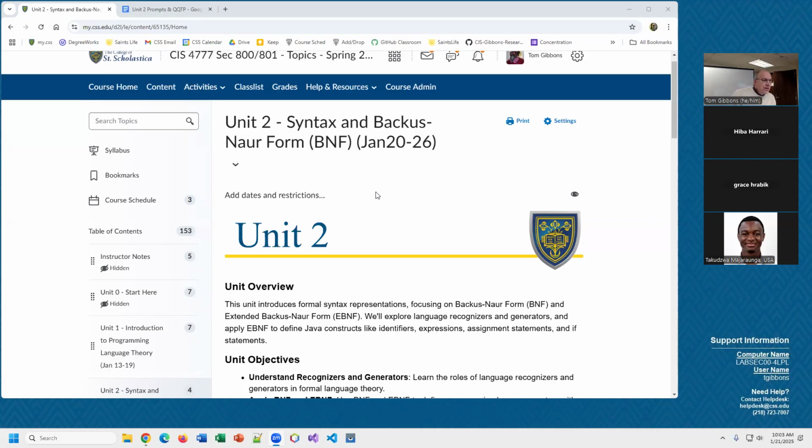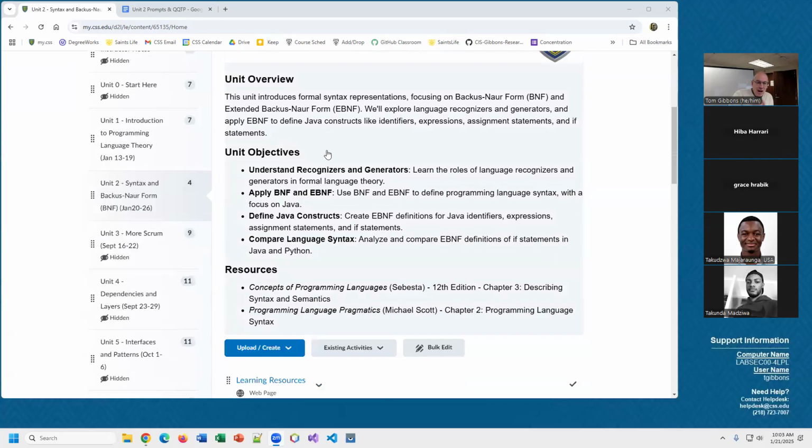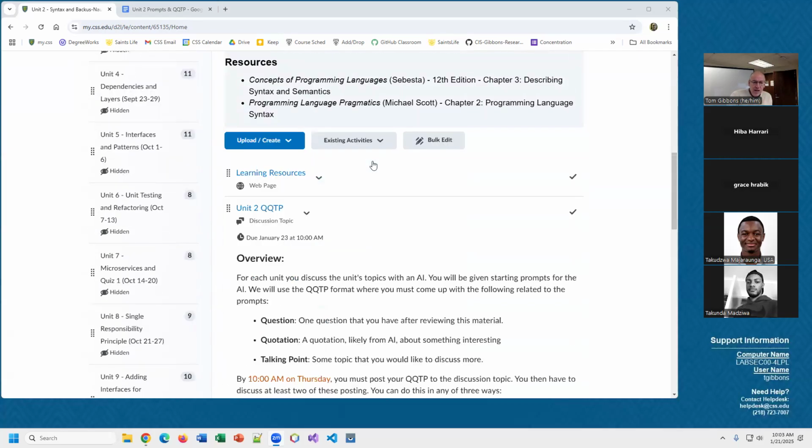This unit, we're starting unit 2, and I like this. This is where we actually start talking about some of this theory stuff. We look at Backus-Naur form and how we would define languages here and set that up. And I think it's a fun week.